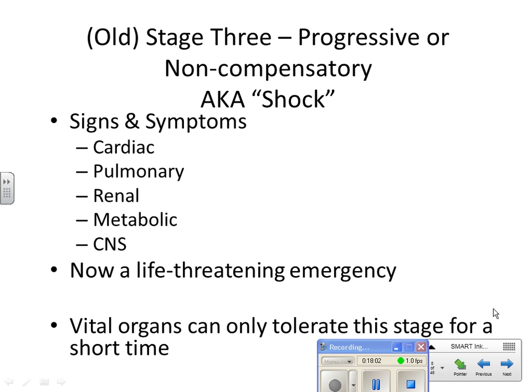Respirations become a lot more rapid and shallow. This is when patients in, say, cardiogenic shock go into pulmonary edema. This is when a patient in septic shock is going to go into ARDS, because their respiratory status is deteriorating significantly. And they start becoming a lot more lethargic, so their CNS starts to get more sluggish.